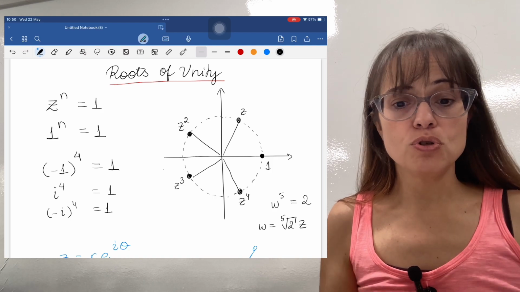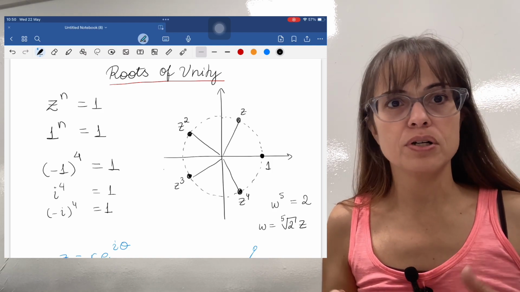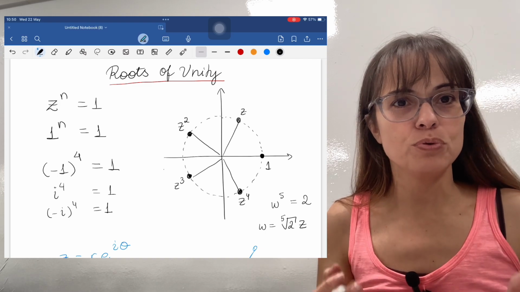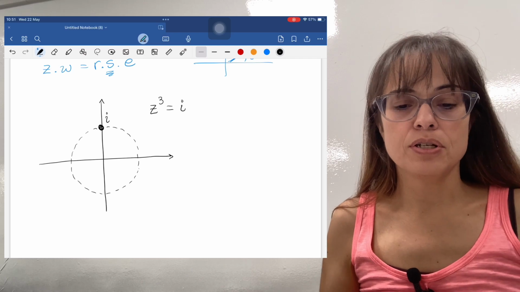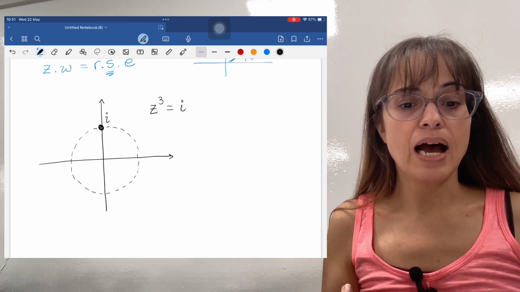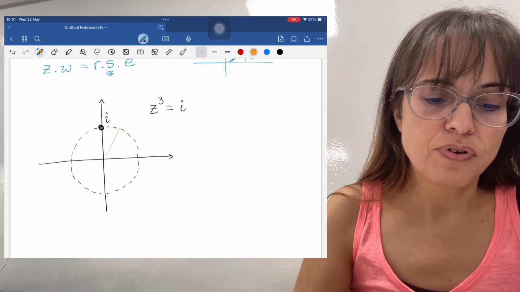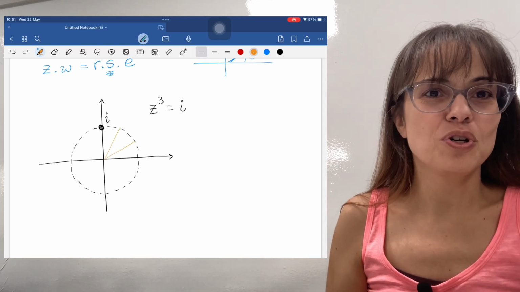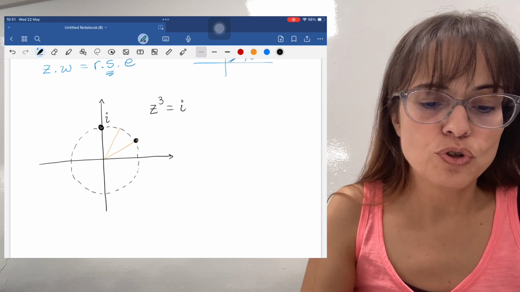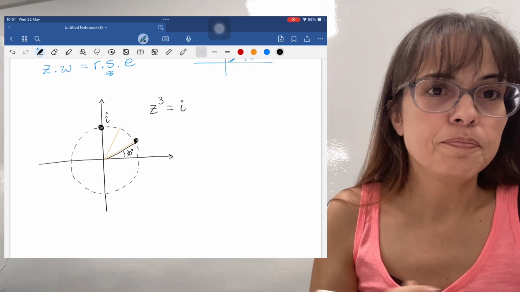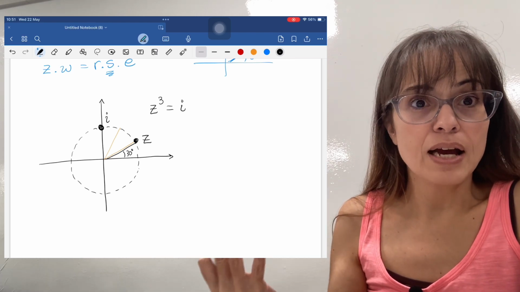But this is also useful to get roots of numbers that are not 1. So what if you want the cubic roots of i, for example. So now you're looking for numbers such that z to the power of 3 is i. Well, there is one in the first quadrant that you can find just by splitting the first quadrant into 3 equal pieces like you usually do. And this is just going to be 30 degrees right here. That is your first number such that z to the power of 3 is i.